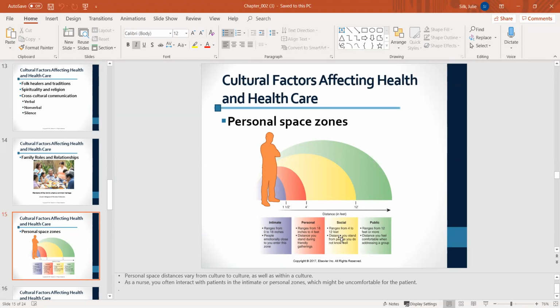Social ranges from 4 to 12 feet. That's kind of like what we're doing now with the social distancing. It's the distance you stand from people who you don't know very well. And then public ranges from 12 feet or more apart. This is the distance you feel comfortable with when addressing a big group of people.